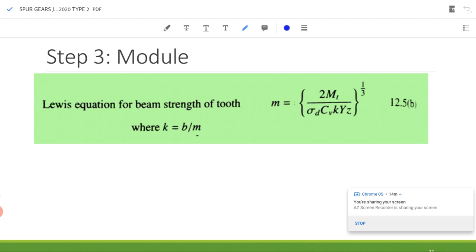So I will rewrite that equation. M cube equal to 2mt by sigma d Cv k capital Y z, where mt equal to 2.38 into 10 power 5 newton millimeter, that is the torque which we obtained from power and rpm. Sigma d was given as 200 newton per mm square for the pinion.